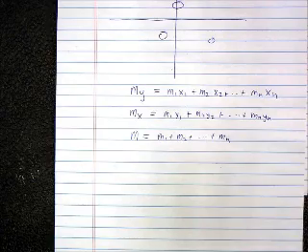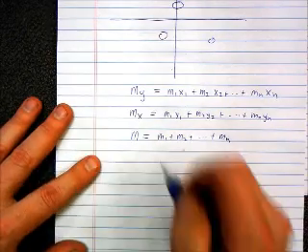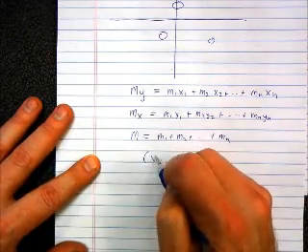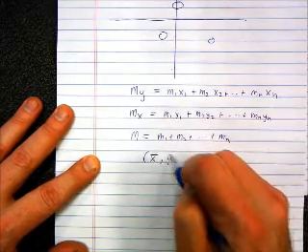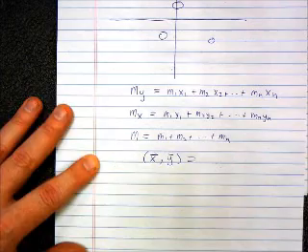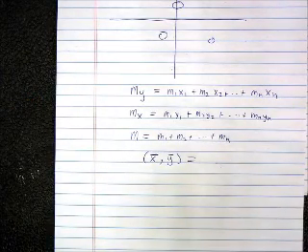Okay. And then finally, we can find our center of mass, also known as the centroid. We call it x bar, y bar. How are we going to figure out x bar?